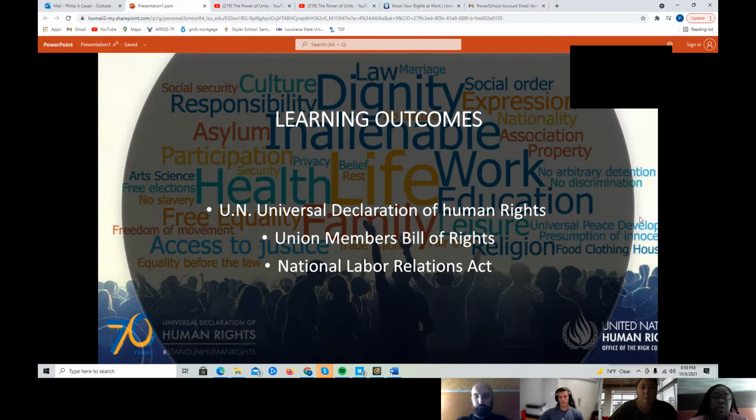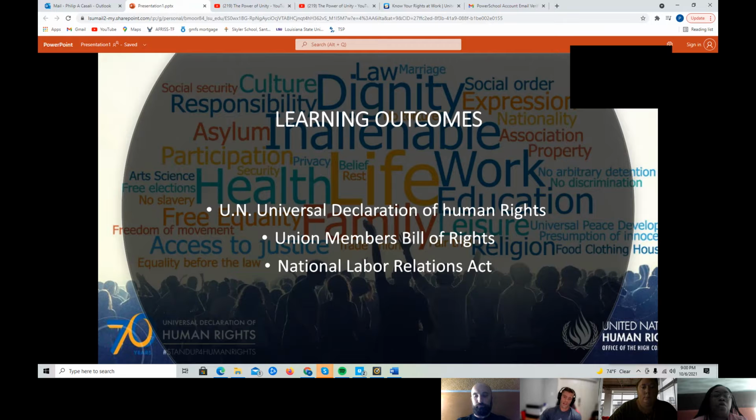I also think it's important that we touch on the legislation concerning unions. The United Nations Universal Declaration of Human Rights basically outlines the 30 human rights by law. So I think that's important for us to touch on in the workshop. And also the union members' Bill of Rights. There's 5 of them, so they have their own Bill of Rights for union members.